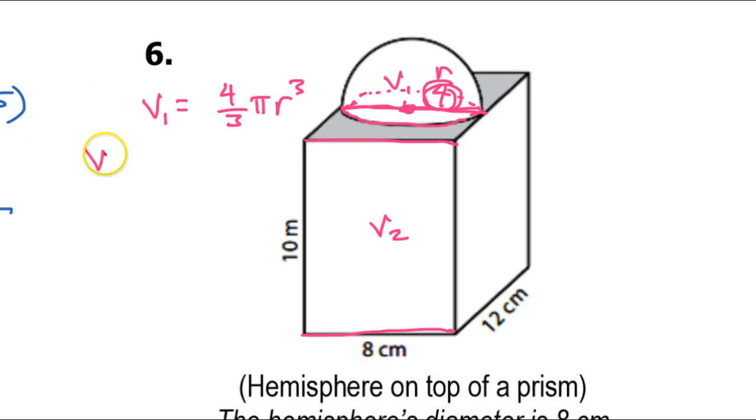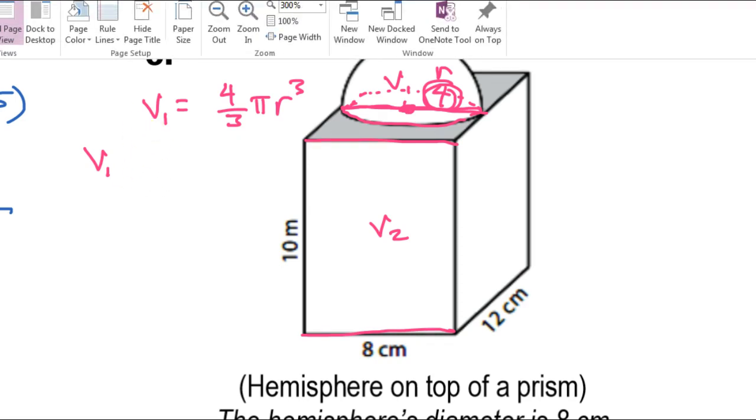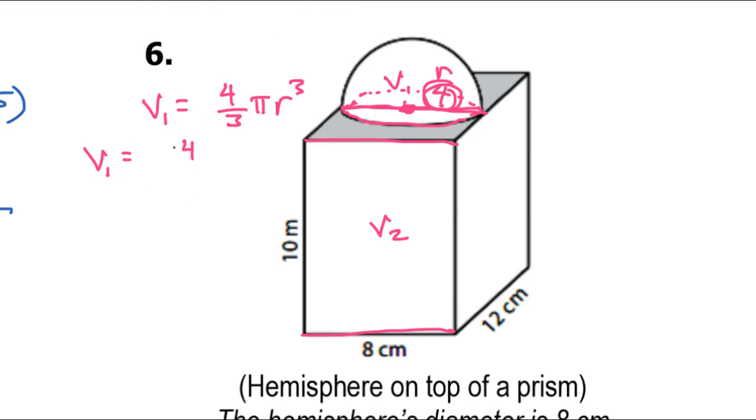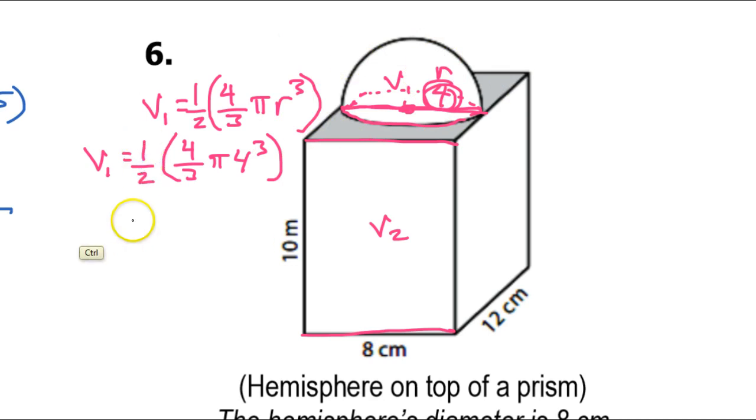So anyway, that makes volume 1. So volume 1 would be 4/3 pi times 4 cubed if this was a whole sphere. But this is not a whole sphere. This is half of a sphere. It's a hemisphere. So I have to take the volume of a sphere and cut it in half. This is the volume of the whole sphere, but I have to take half of that.